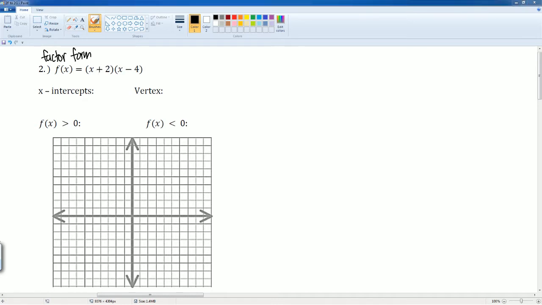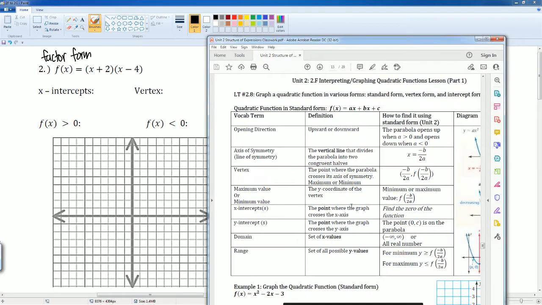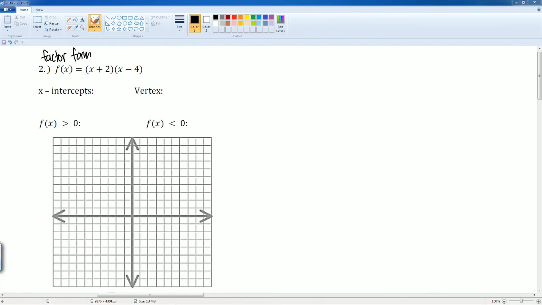First, it asks us to get the x-intercept. Let's take a look at our notes. The x-intercept is the 0 of the function. So we have to find the solutions, so we have to set it equal to 0. So x plus 2 equals 0, and x minus 4 equals 0.